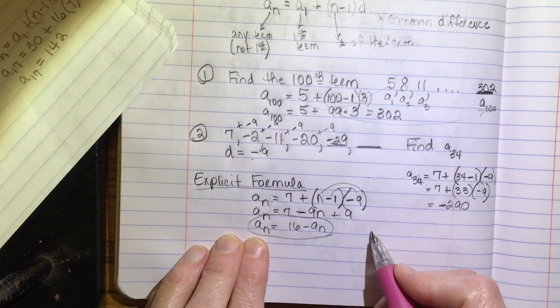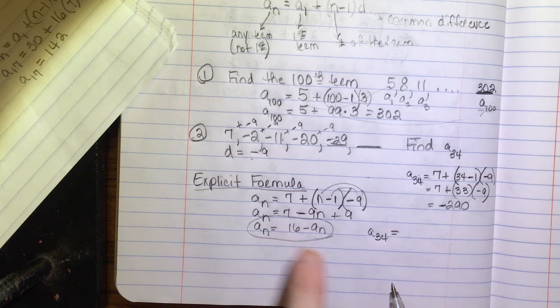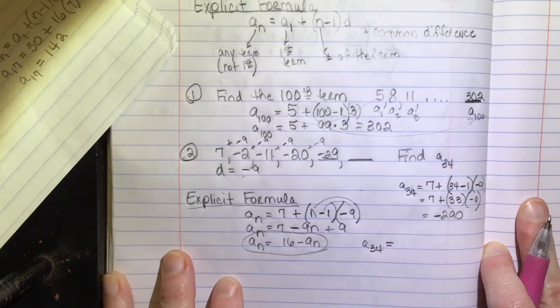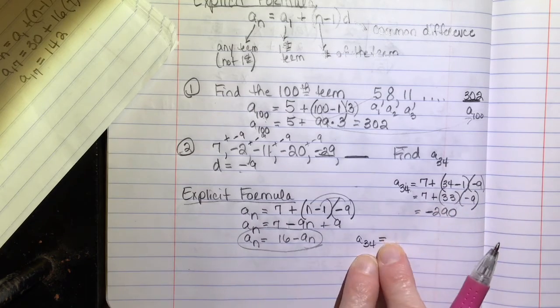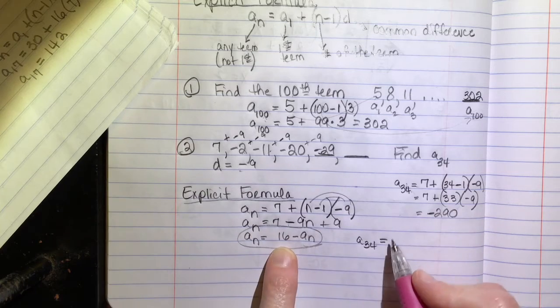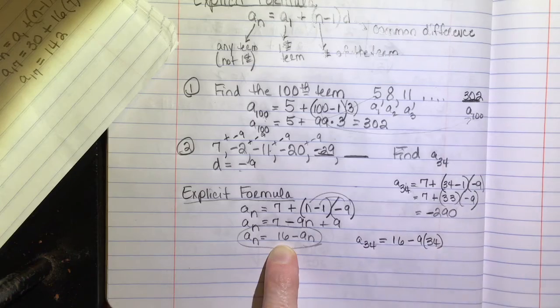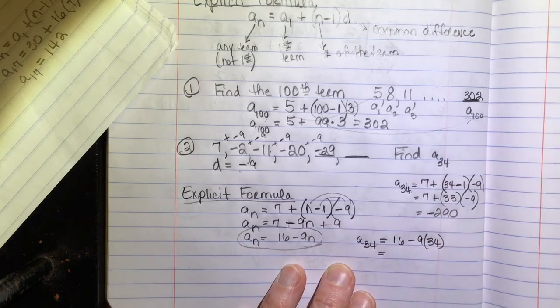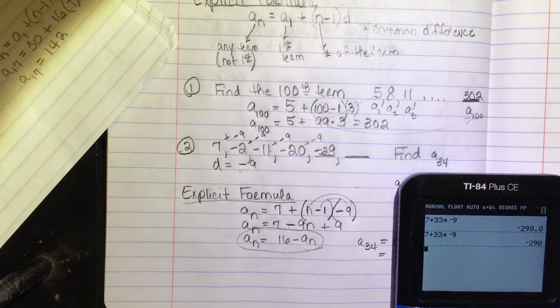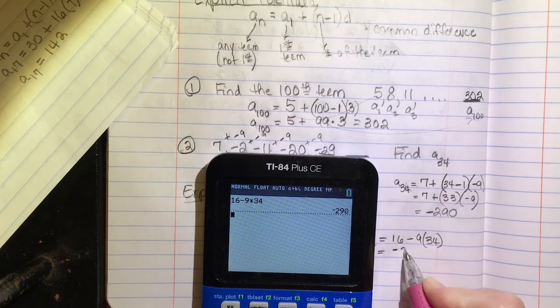Let me show you. So if we went back and did a sub 34, especially if you're doing very many terms, it's easier if you get the formula first and then just plug in, because the 16 and all this work that I did here has already been cleaned up for me. And so all I have to do is 16 minus 9 times 34. That's all the arithmetic I have to do. It's going to give me the same thing. So I've got 16 minus 9 times 34, and it gave me my negative 290 again.